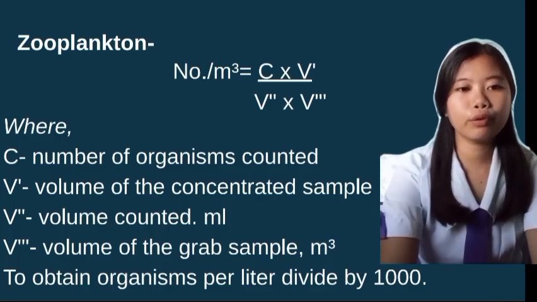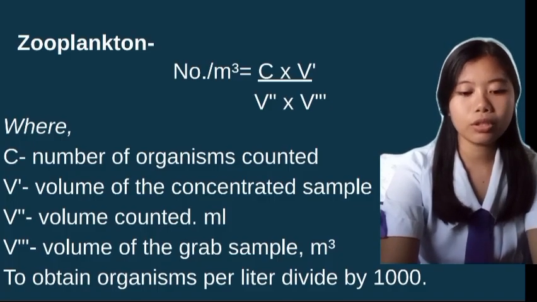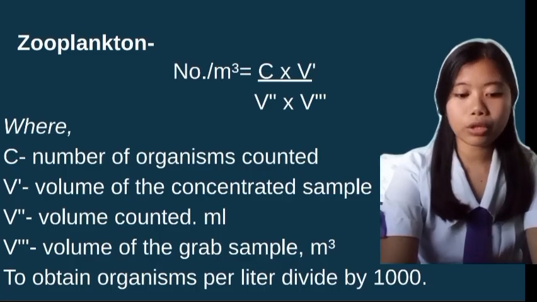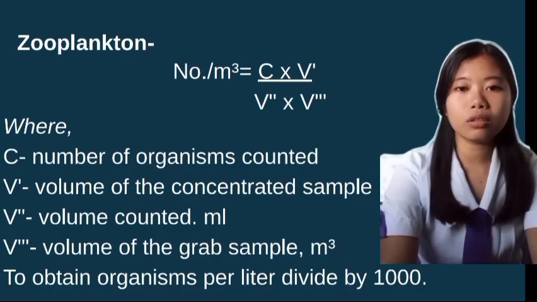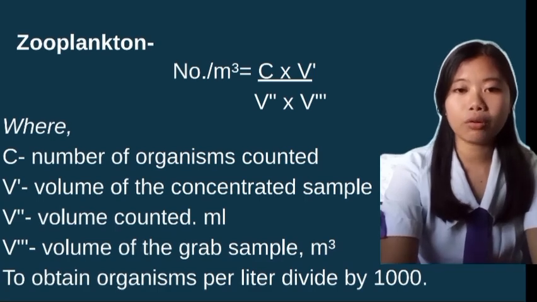For the volume of the grab sample in cubic meters, it is the total amount of water you collected for the plankton study. For example, if you collected 100 liters, then you'll convert it to cubic meters. So 0.1 cubic meter is your volume of the grab sample.